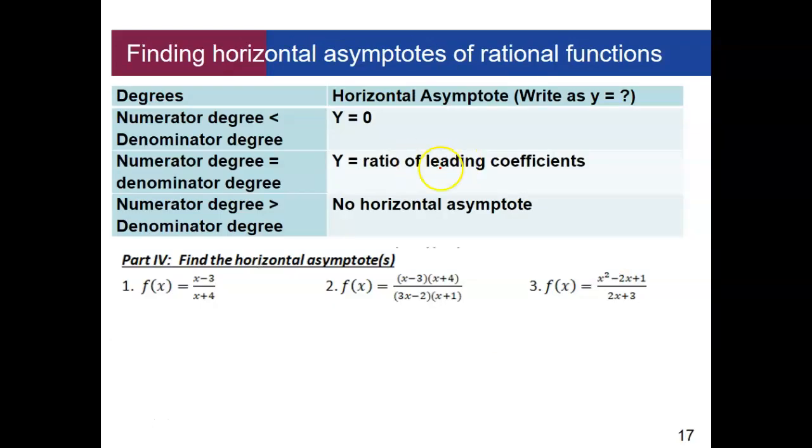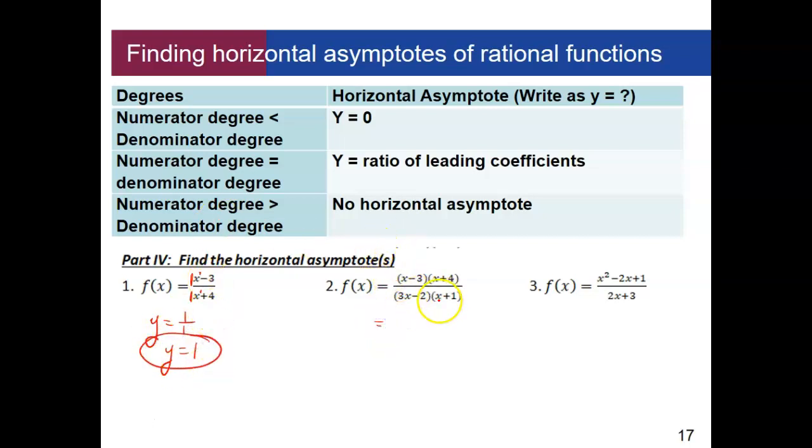Okay, so this is just another way of writing these. If we look at these examples, in this first one the degree of the numerator and the degree of the denominator are both the same. If they equal each other, it's the ratio of the leading coefficients. My leading coefficient here was 1, and also here was 1. So that's going to be y equals 1 over 1, or just y equals 1.